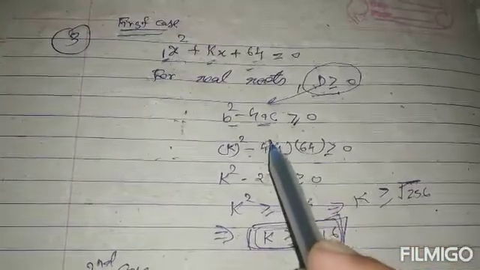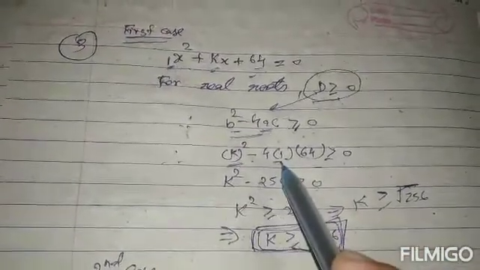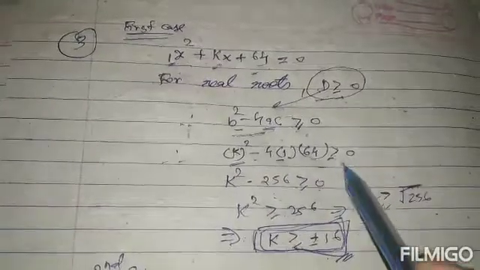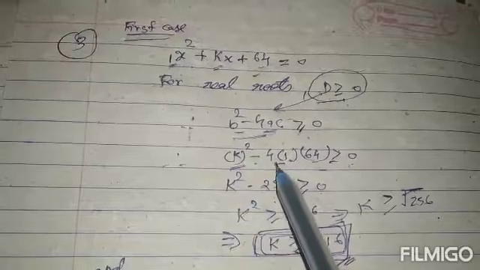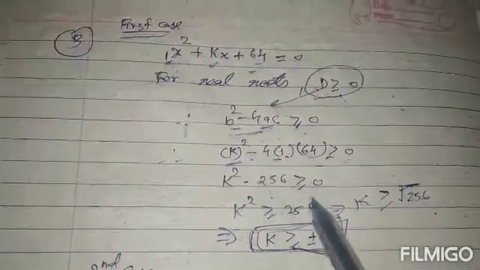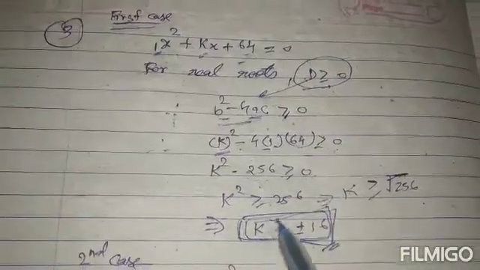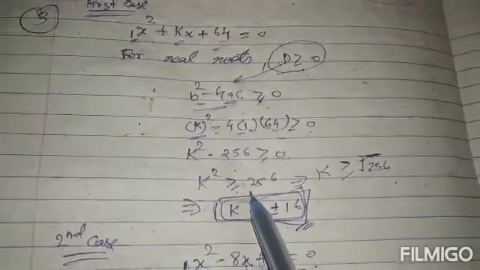If you substitute the values here, we can write k square minus 4 into 1 into 64 is greater than or equal to 0. And if you simplify this, k square means k whole square, and 4 into 64 is minus 256. If we take this minus 256 to the other side, it will convert to plus 256. Therefore, k square is greater than or equal to 256. Right?